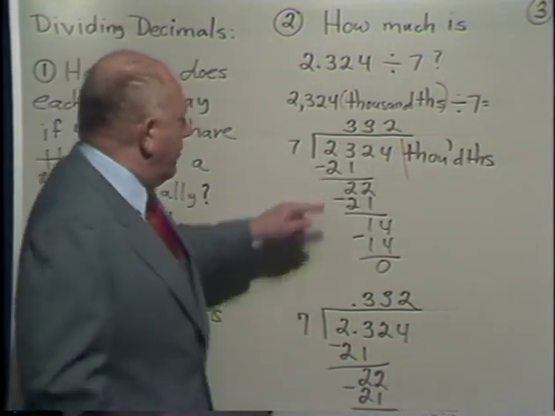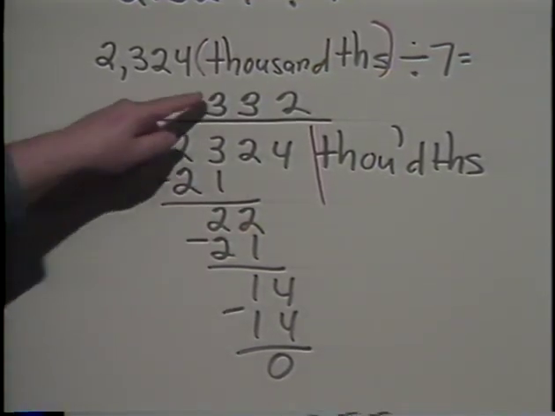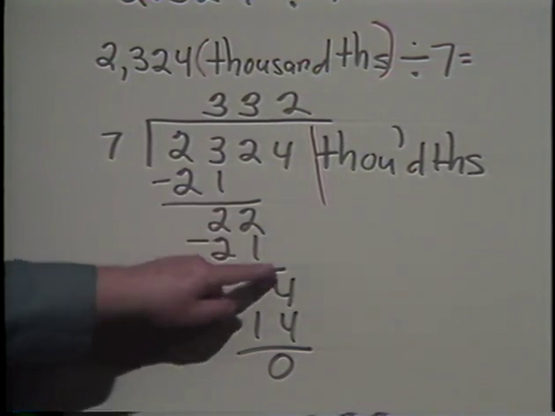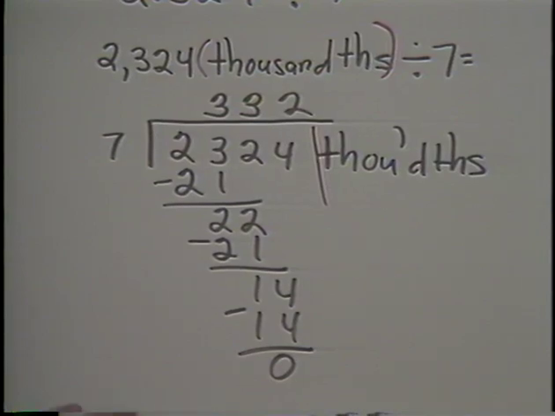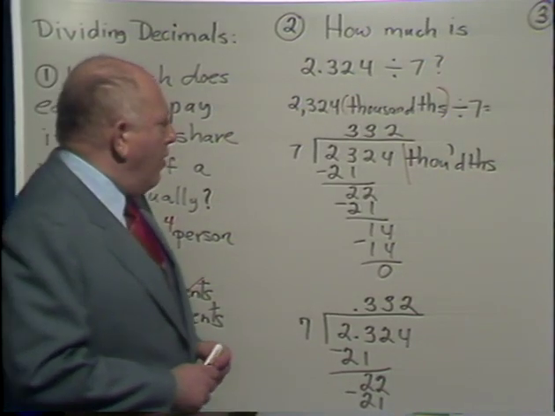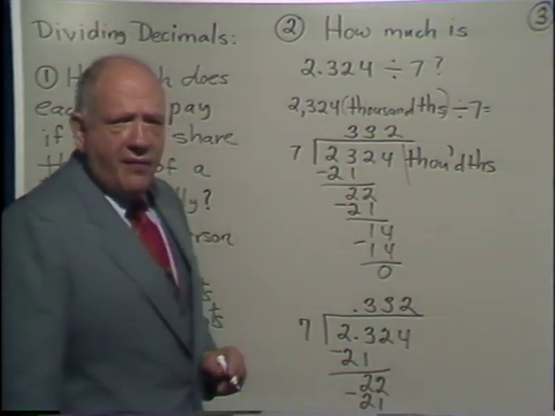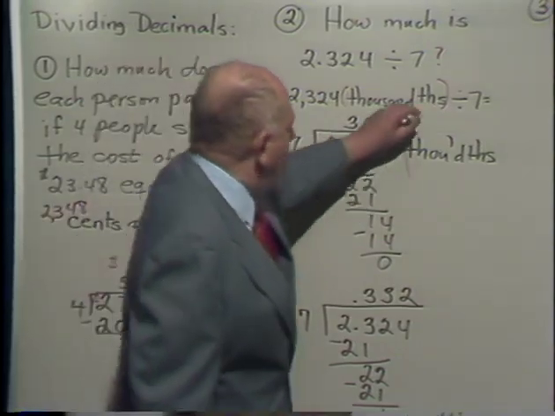7 goes into 23 3 times, 21 from 23 is 2, bring down the 2, 7 goes into 22 3 times, 21 from 22 is 1, bring down the 4, 7 goes into 14 twice, and I'm all done with the problem. Well, now, what's the label for this answer? You see, all I did was divide the 7 into the 2,324. The label here should be thousandths.